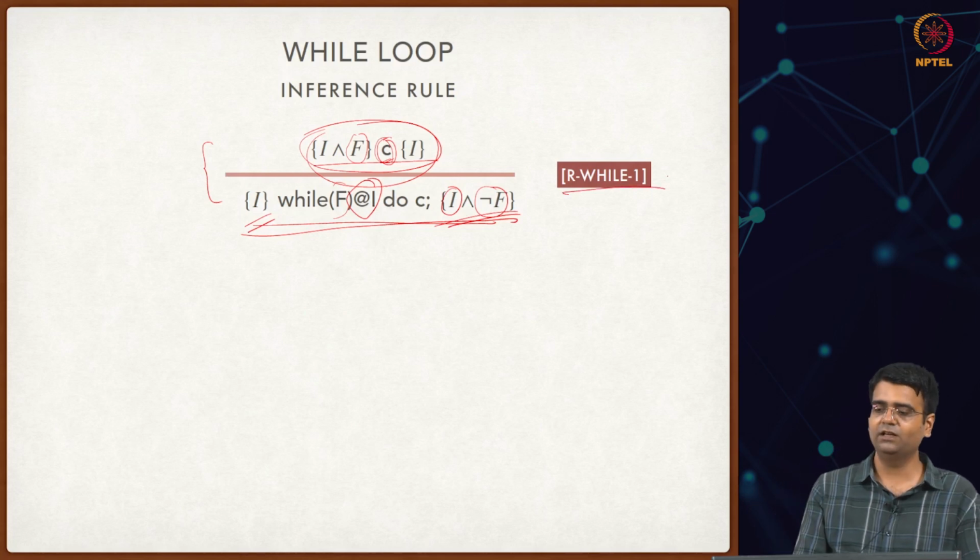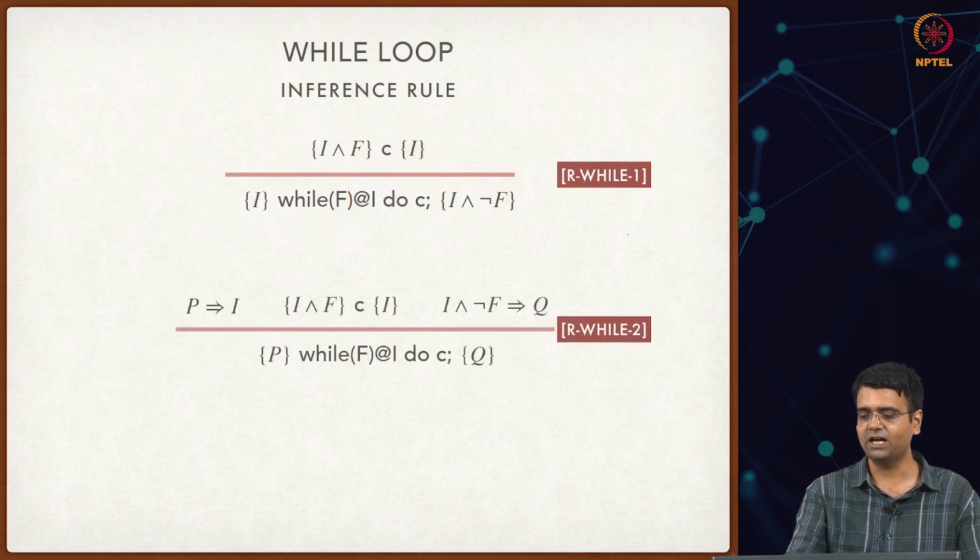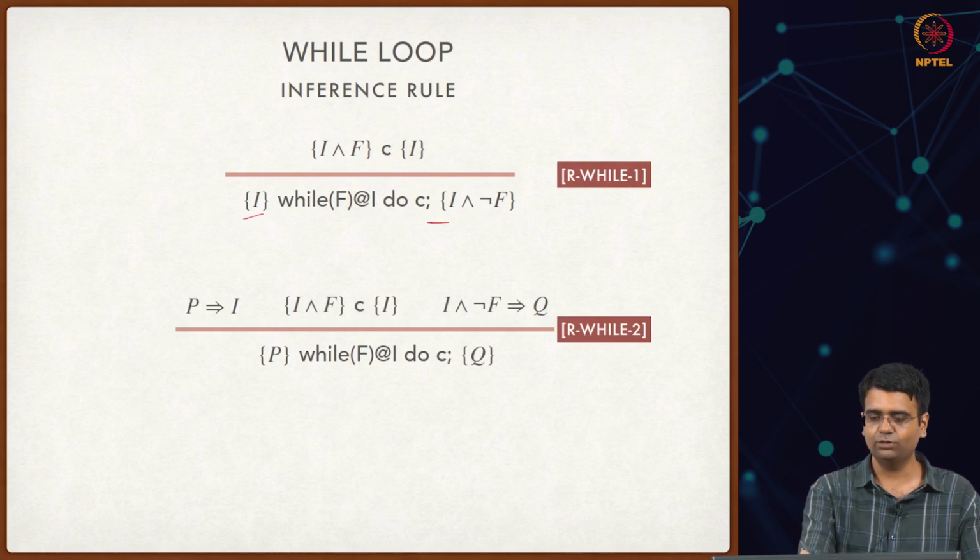So you can imagine that there is going to be another inference rule, which is R while 2. So let's look at that inference rule. In R while 1, the precondition and the postcondition in the conclusion were based on I, where I is the loop invariant. But in R while 2, my precondition and postcondition are arbitrary.